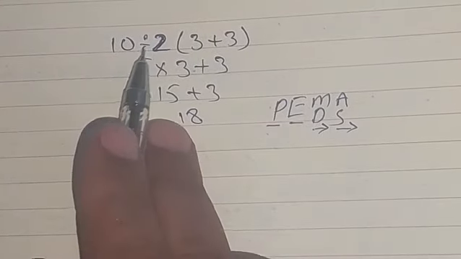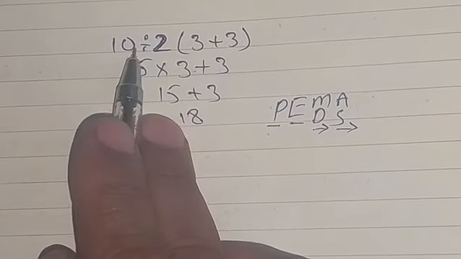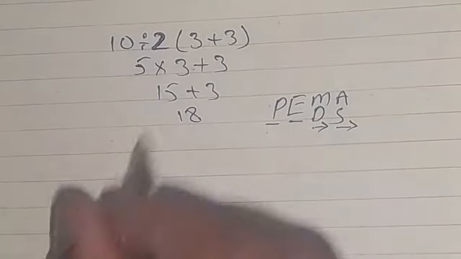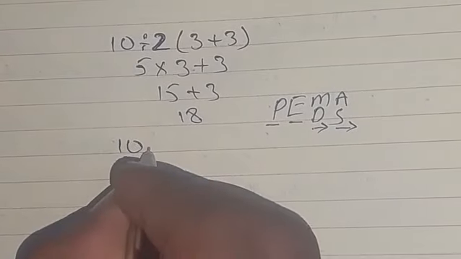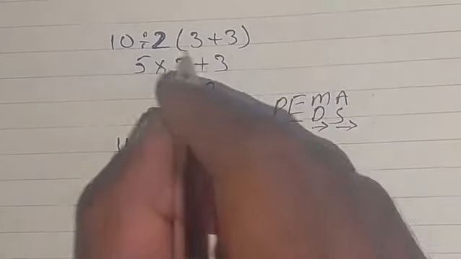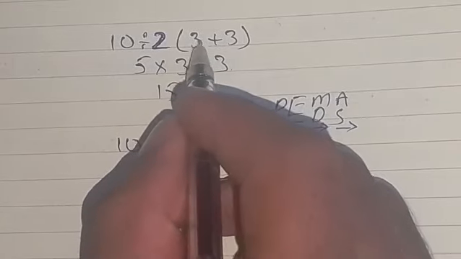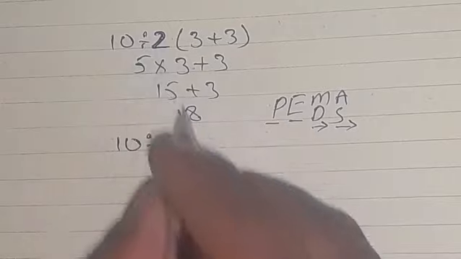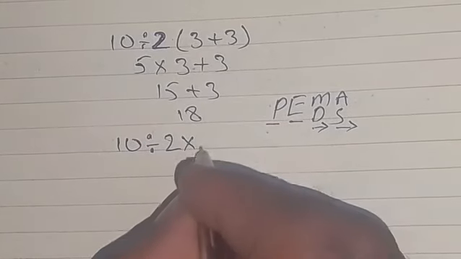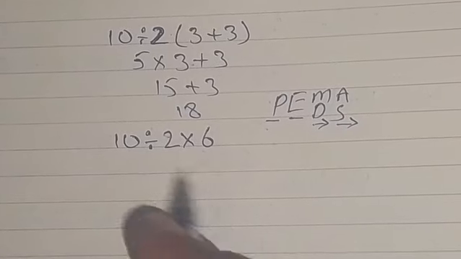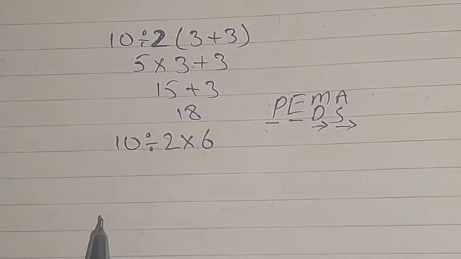Now we have one parenthesis here and one division. So according to the rule, first we solve parentheses. So 10 divided by 2, and here we solve parentheses. Inside of the parentheses 3 plus 3 gives us 6, and here is multiplication 6. Now we have division and multiplication.